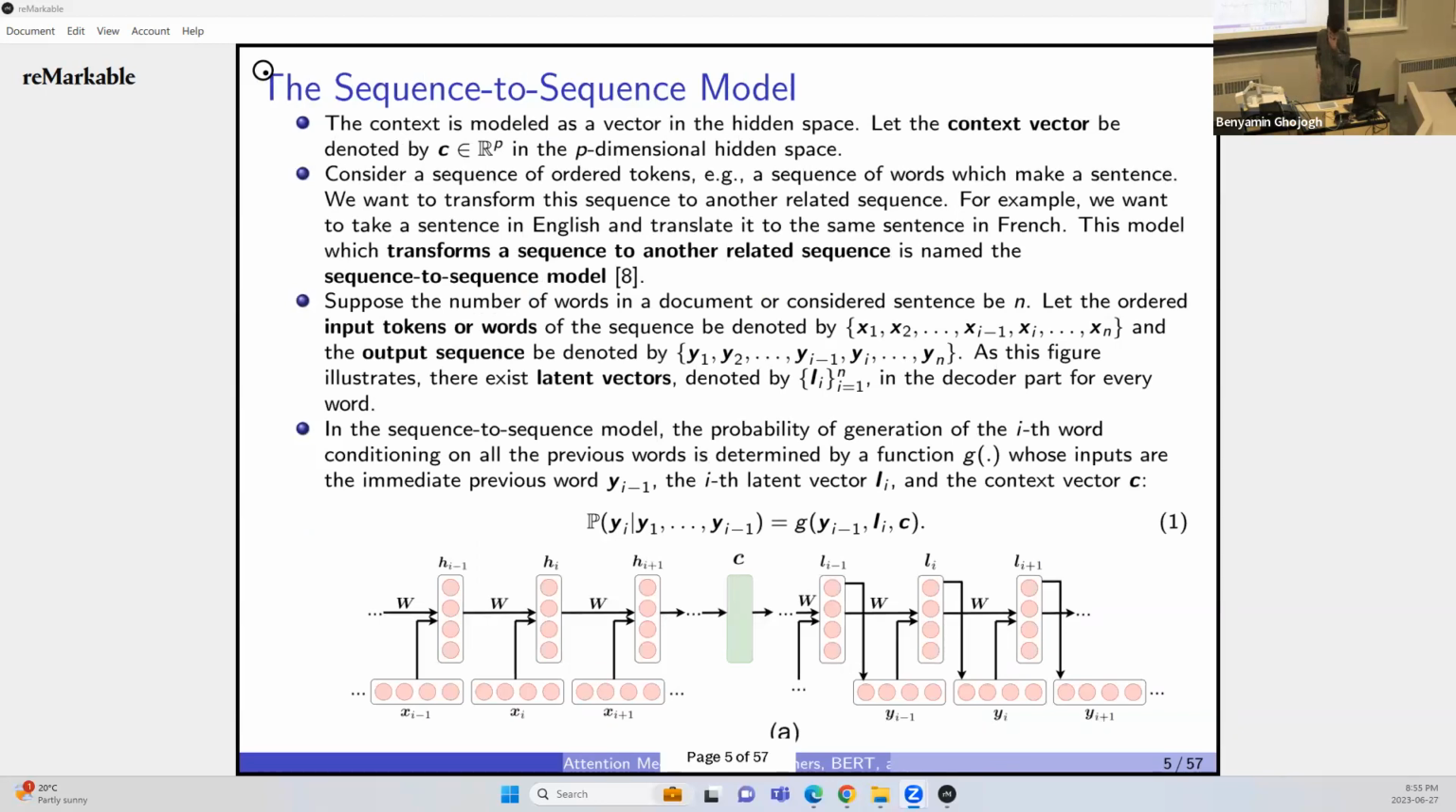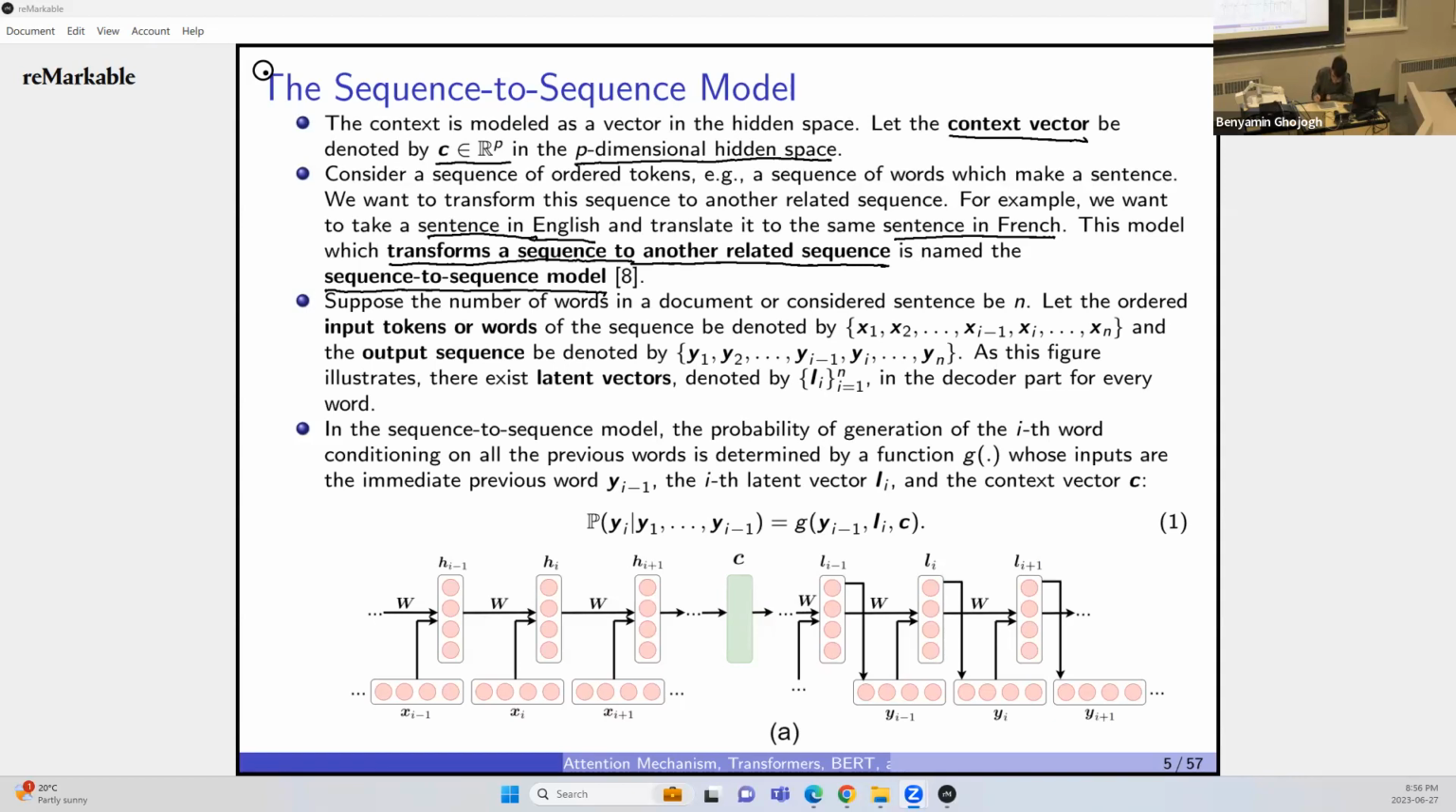Okay, now as I said, the context vector we have in the latent space in the middle, denoted by C, is in the p-dimensional hidden space or latent space. Then consider that we want to have an autoencoder which transforms a sequence to another related sequence. For example, it gets a sentence in English and translates it to French, right? So this is called a sequence to sequence model. Why? Because it takes a sequence, it outputs a sequence, but these sequences are related to each other. A sequence to sequence model, okay?